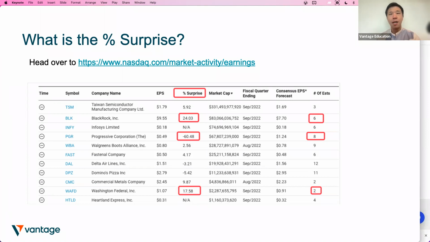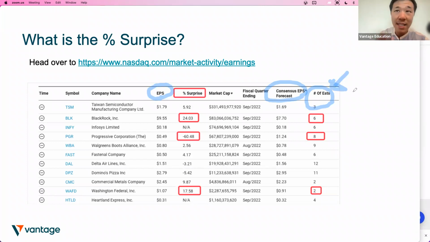And for the previous days, it also shows them. You want to see this thing called EPS, earnings per share. So what you look for is earnings per share. This is the actual earnings per share that the company released. This was the consensus EPS forecast, which means this was what the analysts were expecting. This is the number of estimates over here, so this was the number of analysts estimating the EPS. And of course, the big thing is when there's a big difference between the EPS figures, for example, for BlackRock, 9.55 versus 7.70.